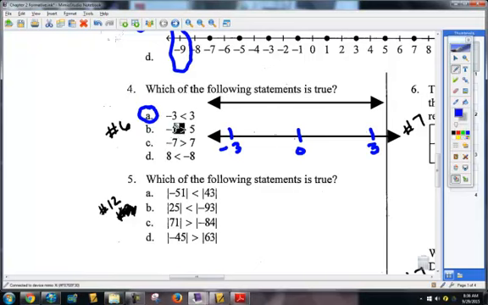Okay, here, can a negative ever be greater than a positive? Same here, right? And then same here. Can a positive be less than a negative? And if you need to put those on a number line, you could.